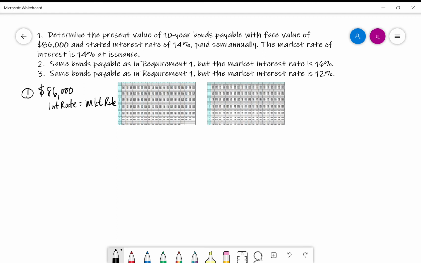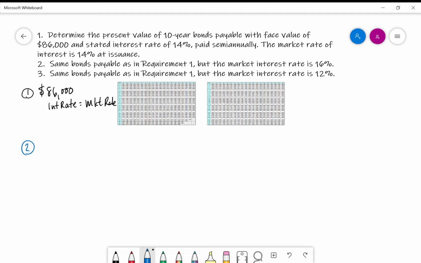Okay? Now, the second part is where we have to get into calculations here. In number two, what it states is we have the same bond payable. So essentially we're looking at 14% on the bond. It's a 10-year bond paid semi-annually. But this time the market interest rate is 16%.